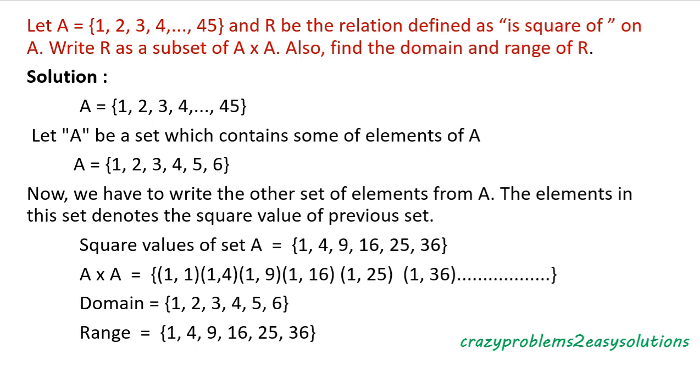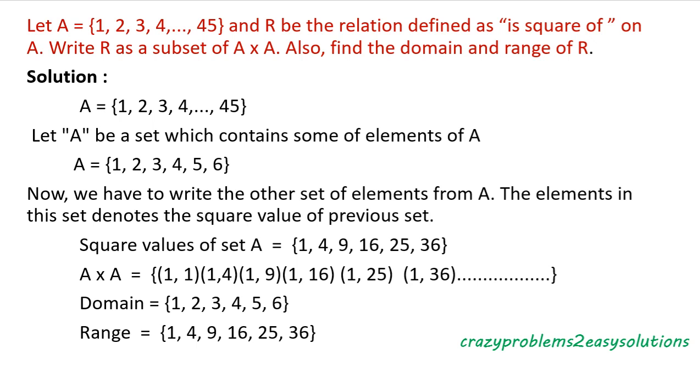Next, let A = {1, 2, 3, 4, ..., 45}, and R be the relation defined as 'is square of' on A. So the relation is defined as 'is square of' on A. Write R as a subset of A cross A. Also find the domain and range of R.